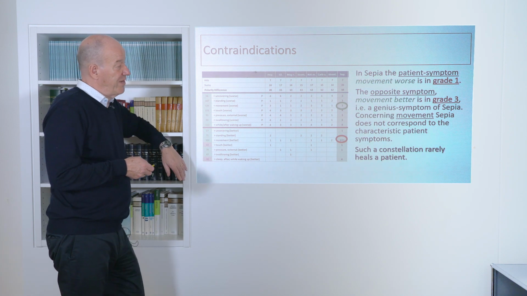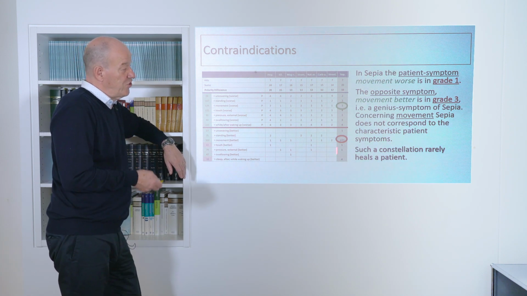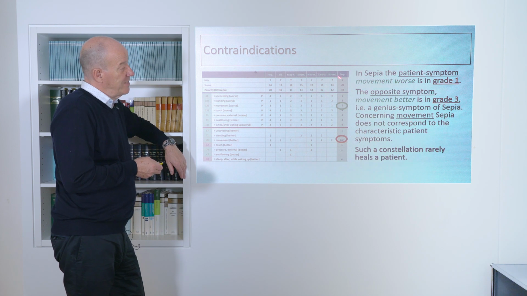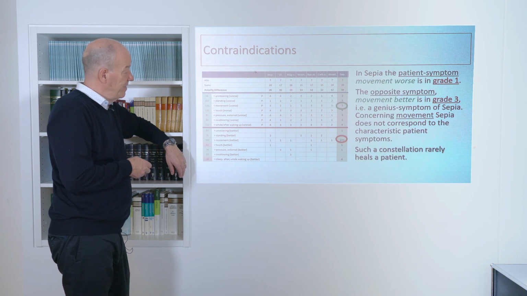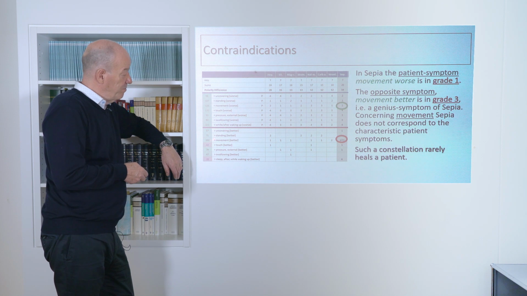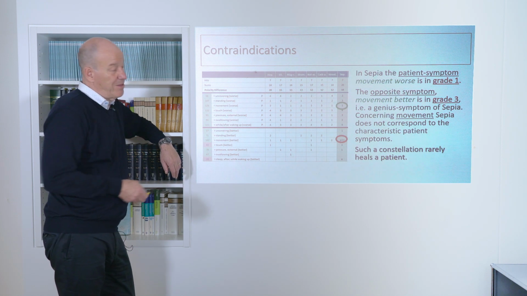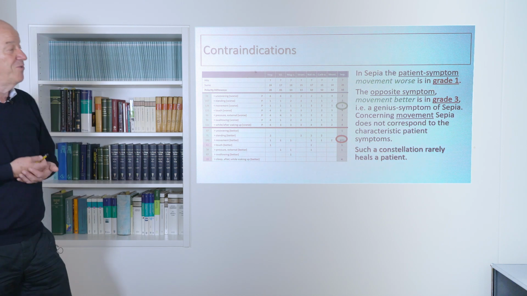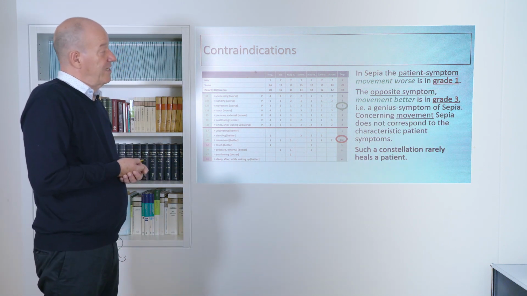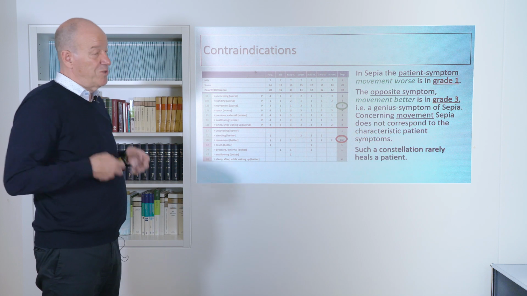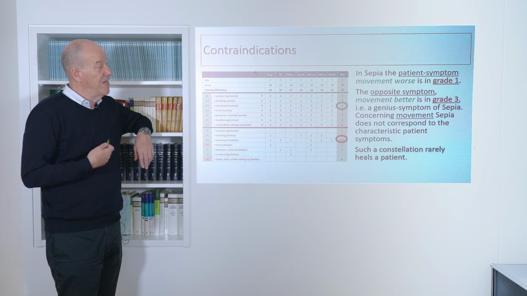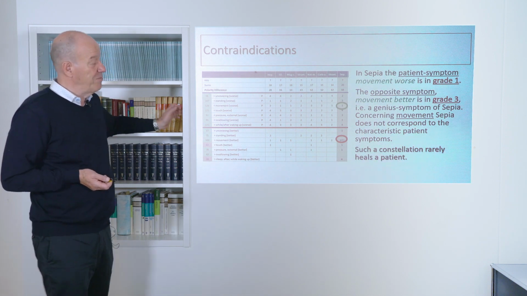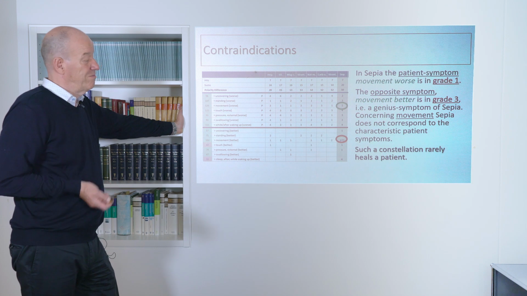Contraindications you recognize as mentioned with the gray shade here. Here you have in sepia a contraindication in the symptom movement aggravates, which is in the first grade, and the opposite symptom movement improves is in third grade. Third grade is a genius symptom of this remedy. That means the patient's symptoms do not correspond in every aspect to the genius of sepia, and in such a constellation, a remedy rarely heals a patient.